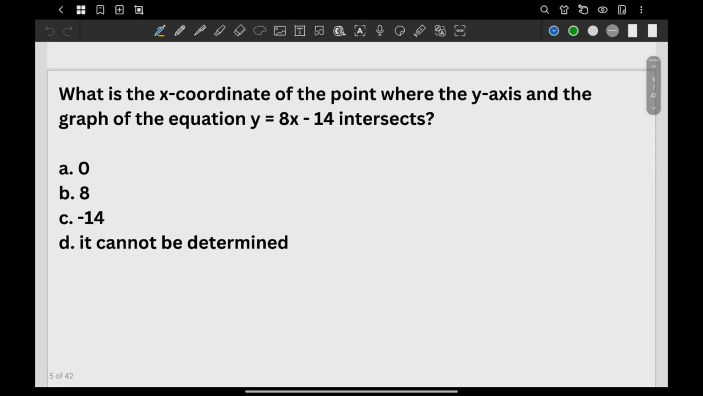The question is just asking what's the x value in the y-intercept. Let's say this is our graph and that's our x and y axis. I'm not going to graph the exact graph, but let's say this is our representation of y is equal to 8x minus 14. It says, what's the x coordinate of the point wherein the y-axis, the vertical line, and the graph intersect?